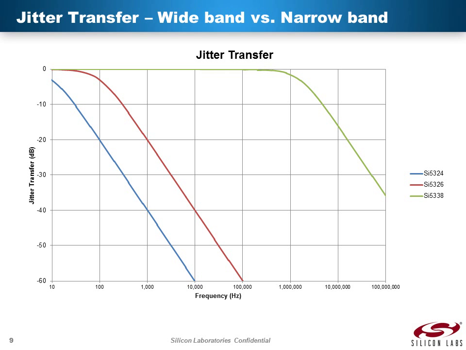The jitter transfer curves for the SI 5324 and the SI 5326 jitter attenuating clocks are shown in this plot, along with the jitter transfer of an SI 5338 clock generator, which is a wideband PLL with a loop bandwidth of over 1 MHz. As such, the 5338 will attenuate very little jitter. As a consequence, if a wideband PLL, that is a PLL with a very large loop bandwidth, needs to have low output jitter, it must be driven by a low jitter clock source.